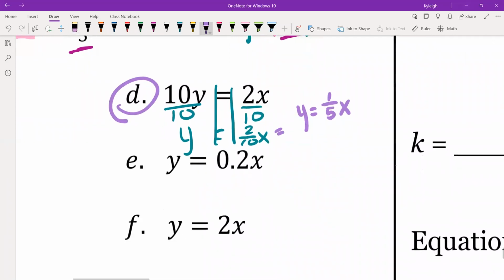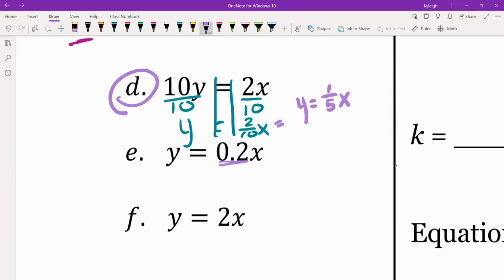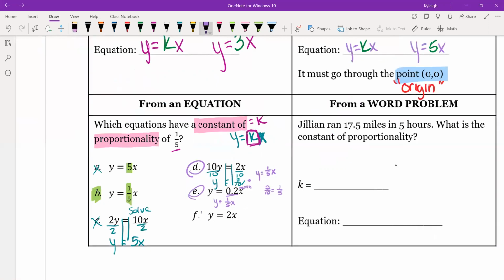So it's also D. Here's a decimal, so we have to figure out what that decimal is as a fraction. So it's 0.2, so this is the tenths place. So it's 2 over 10, which again simplifies to 1/5. So this is really 1/5 x. So that's also one of ours. Okay, and F is not. So we got B, D, and E.